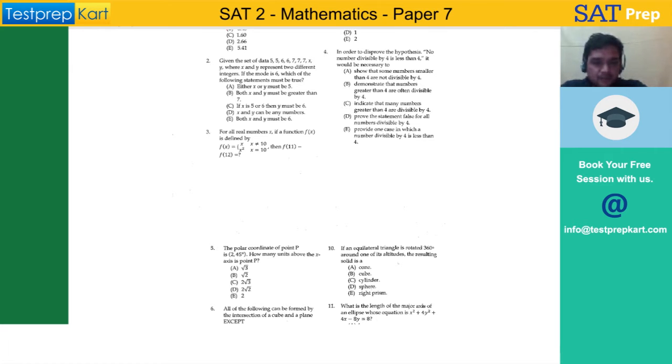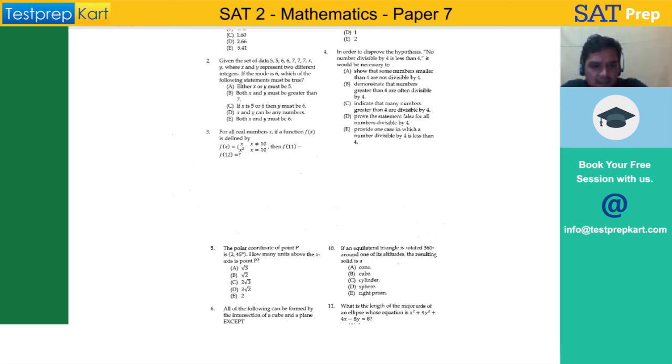So mode is the term which comes most number of times in a set of data. Here we can say 5 came twice, 6 twice, 7 came thrice, x and y. So they are saying mode is 6. So mode is 6 means 6 should come more than 3 times, because if it is still coming 3 times, then 6 and 7 both would be the mode. So for mode is 6, 6 should come 4 or more times. So x and y both should be 6.